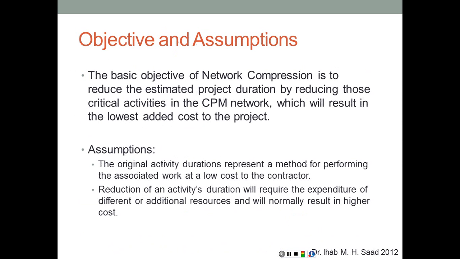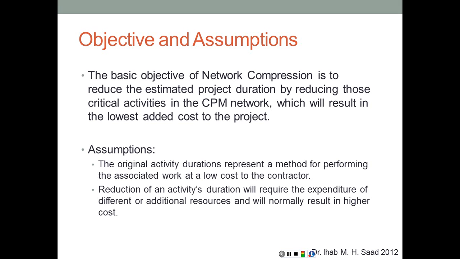So the basic objective of network compression is to reduce the estimated project duration by reducing those critical activities in the network, which will result in the lowest added cost to the project. Again, remember, only the critical activities should be considered for compression, because the non-critical activities, until they become critical, have no effect on the total duration of the project.